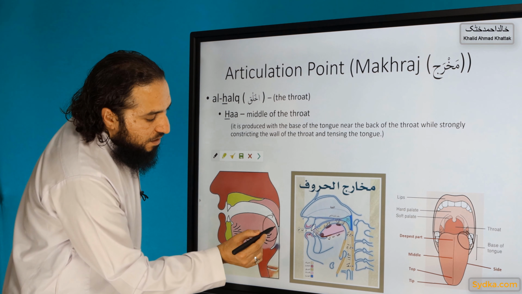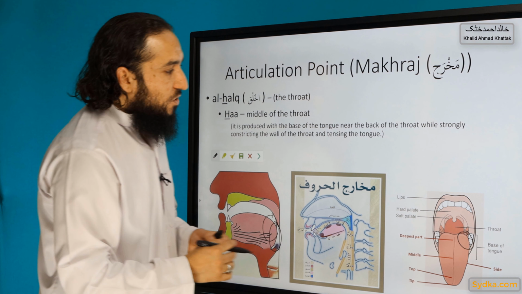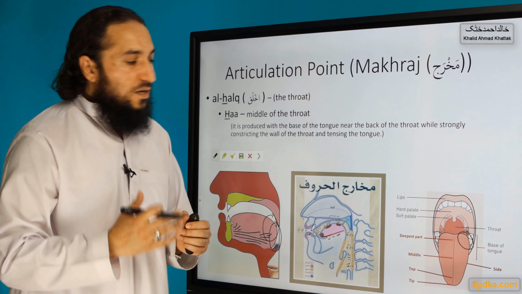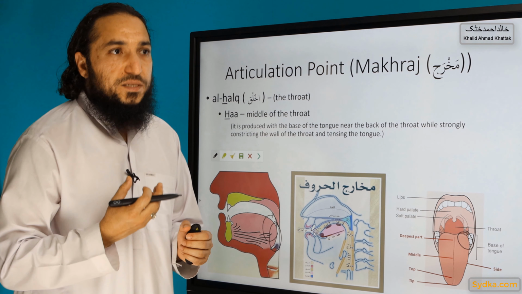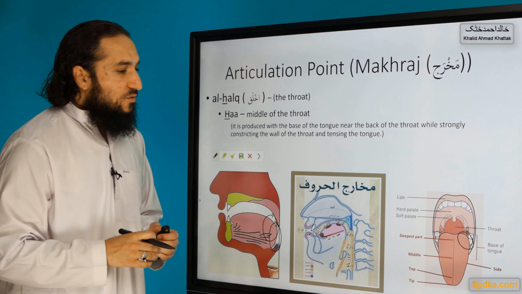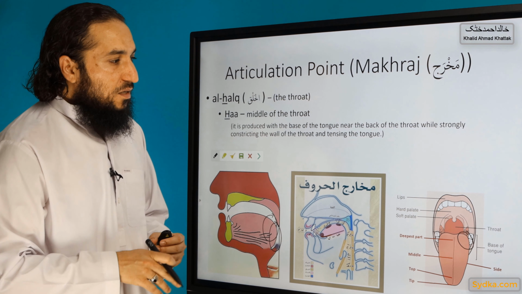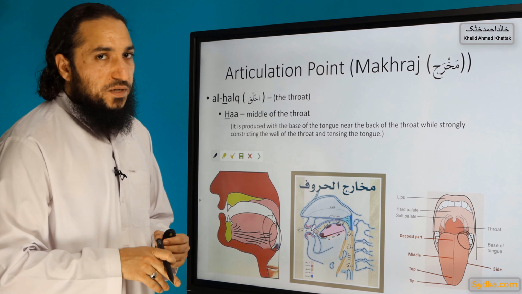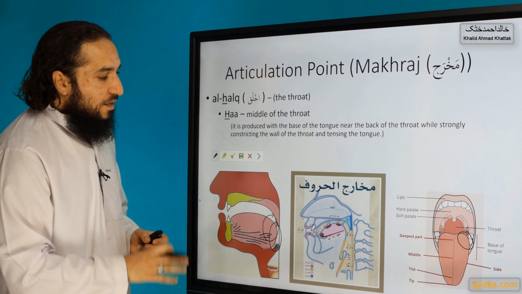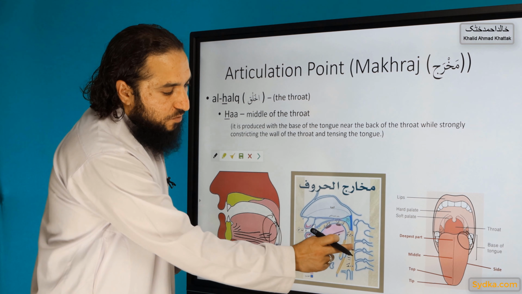Okay, and then if you see here, the wall is constricted compared to other situations, and tensing the tongue, the tongue is tense. And okay, we see the sound is ha, ha. It's very difficult to pronounce for some people, especially for English speakers, because there's no equivalent letter or sound in English. So again, it is one of the throat letters. It is pronounced from the middle of the throat.